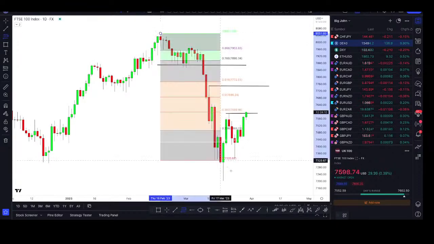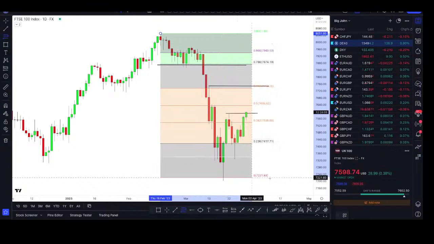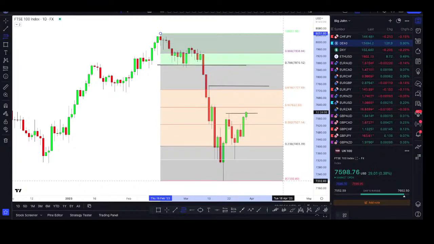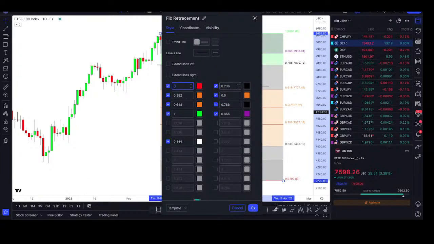Let's draw a fib out, from the swing high to the swing low. Yeah, there you go. So I would be looking to take a sell trade from here. These are my fib settings, by the way, if anyone's wondering. You can copy them if you're watching the video.